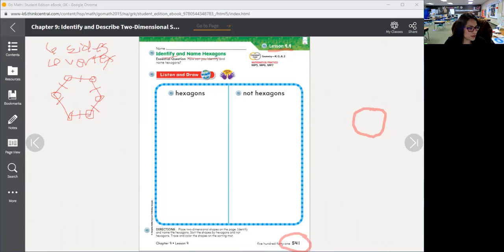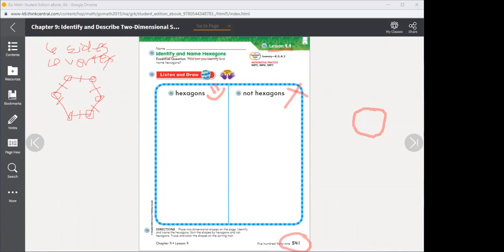Turn on your microphone, Gerardo. On this side, we're going to draw all the hexagons, and on this side, all the ones that are not. So Gerardo, turn on your microphone. Are you there, Gerardo? Is this shape right here a hexagon, yes or no, Gerardo? No. No, good job, Gerardo.